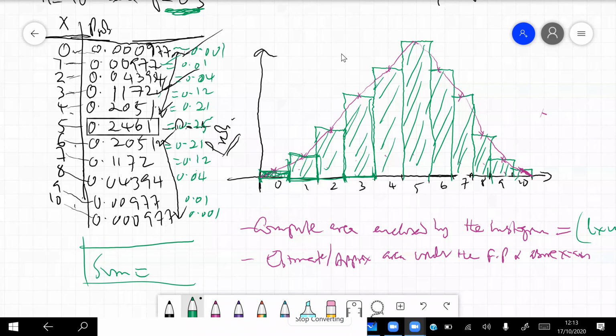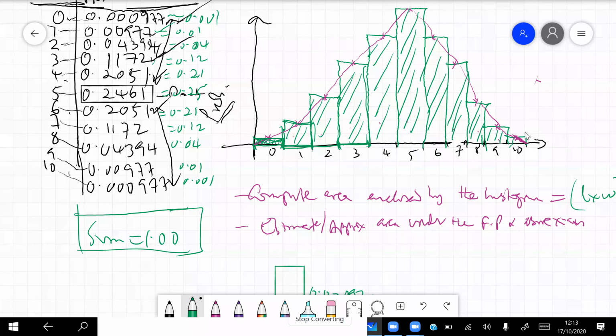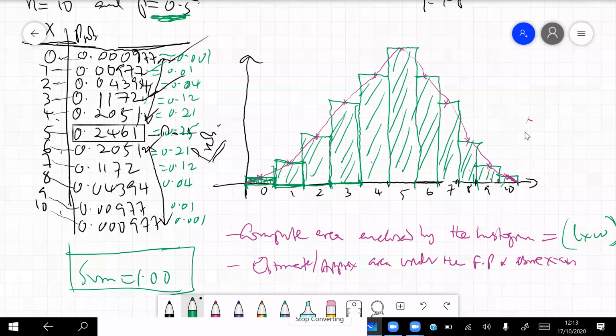So we need to find the area covered by all the rectangles that comprise the histogram. And the sum is 1.00 something. If I round off to 2 decimal places, it will be equal to 1. Ideally, the sum should be exactly equal to 1. If you sum all these probabilities, they should sum to 1.